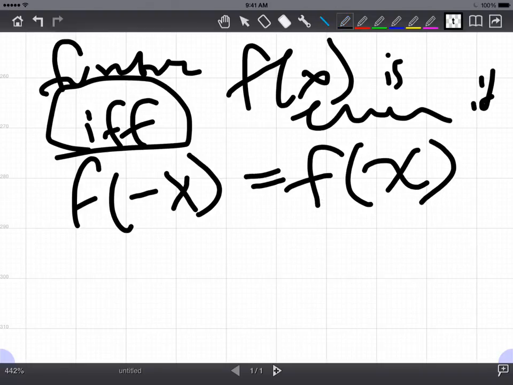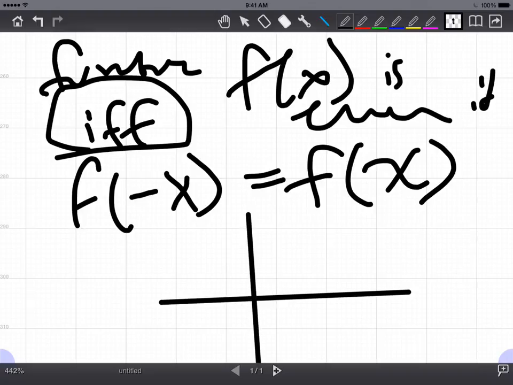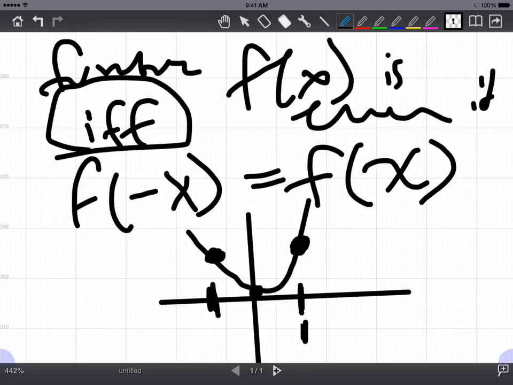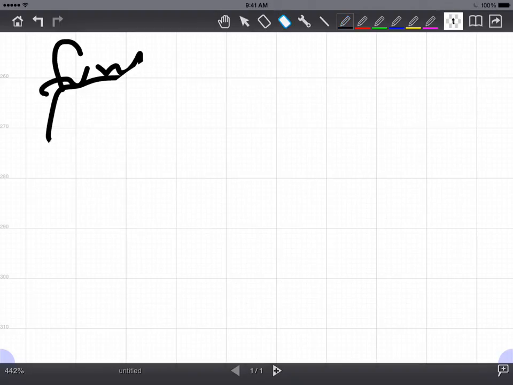Meaning that, let's say you have a parabola. This point here has the same y value as this point here, and the same distance from the origin. So this would be 1, and this is negative 1. They have opposite values, but they both map to the same y value. So that's what that means.